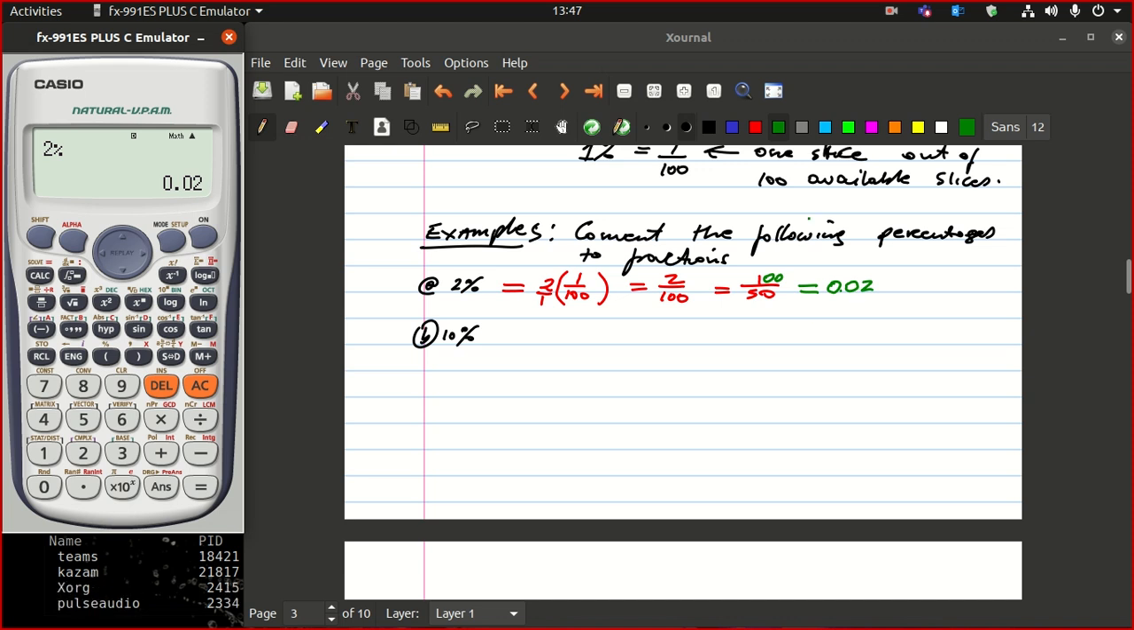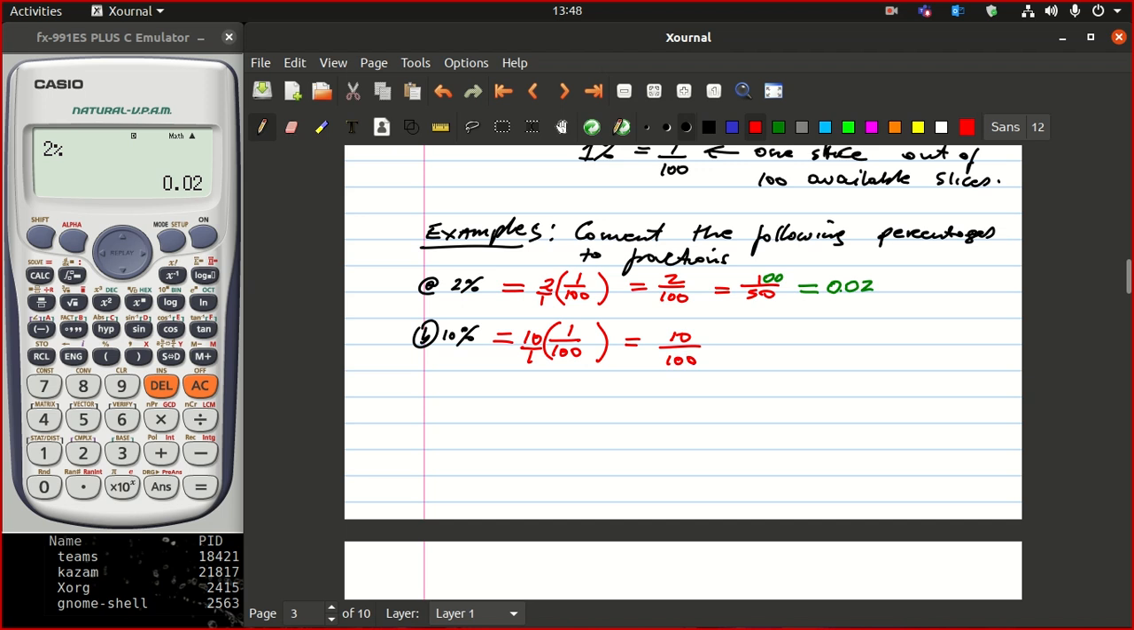The second thing that we want to do: what is 10%? 10% we know is 10 times 1%, and 1% is 1 over 100. And 10 is the same as 10 over 1, which is 10 times 1 is 10, divided by 1 times 100 is 100. And then what does this mean?